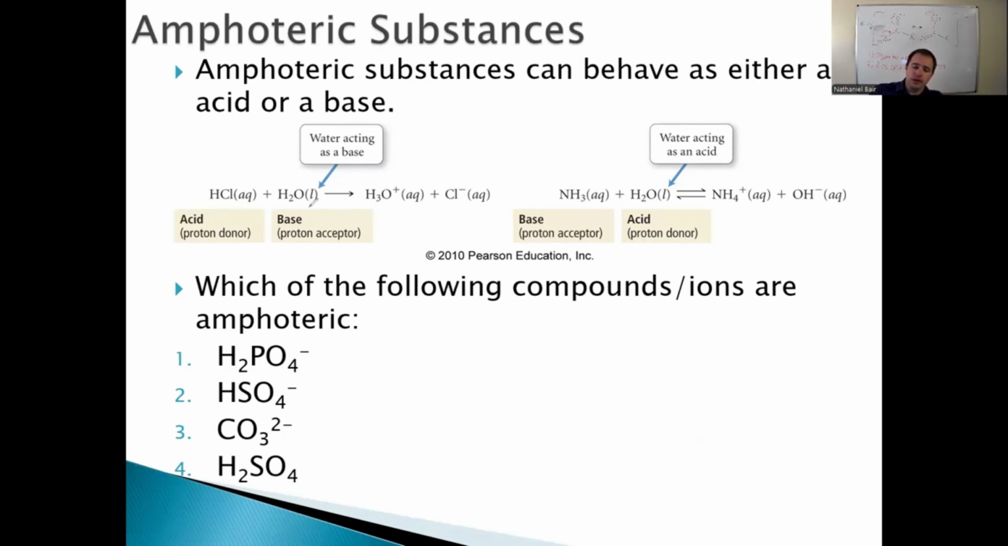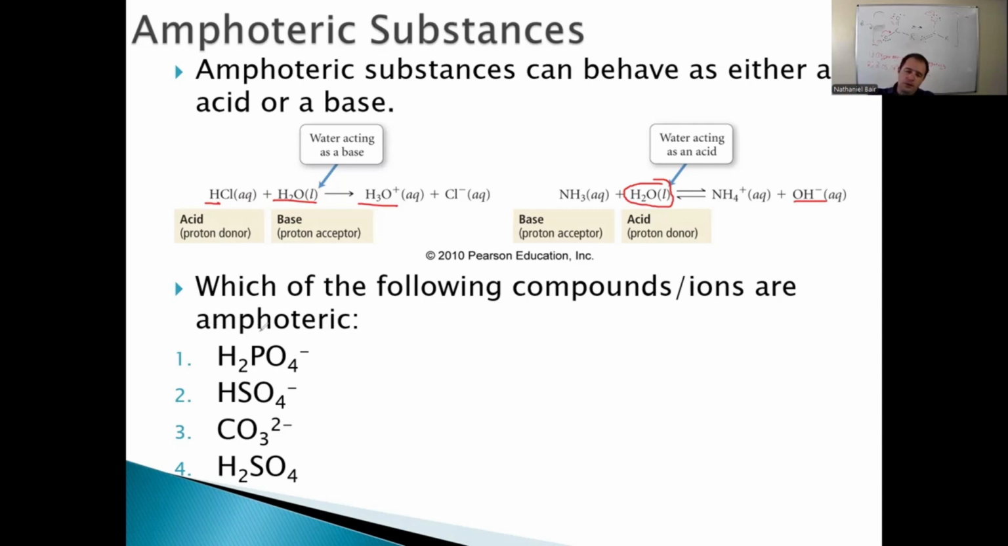You can see here in this reaction, water is acting like a base. It is accepting a hydrogen from HCl to become H3O+. It has got room to take on an extra hydrogen. You can see here in this reaction, however, ammonia is stealing a hydrogen to make NH4+. Water can act like an acid and donate an H+. So water, depending on what you put in it, can accept a hydrogen and act like a base, or can donate a hydrogen and act like an acid. Water is not the only amphoteric substance.